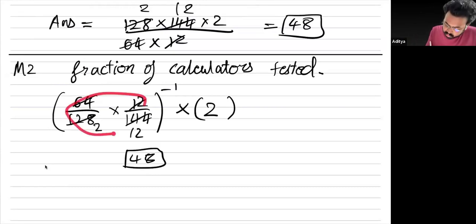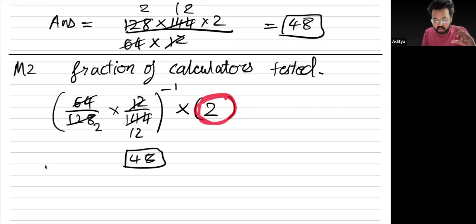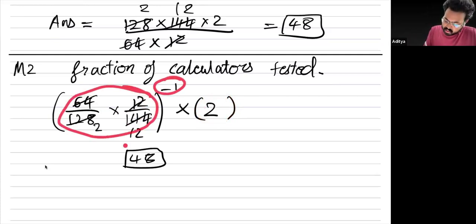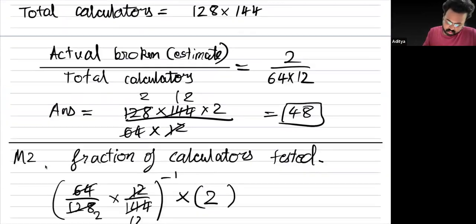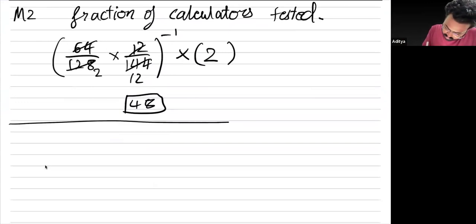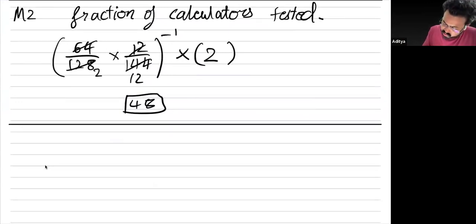It's your job to think about why you can take the fraction of calculators that are tested, and out of which the actual number of calculators found to be broken. How, if you multiply with the inverse, you get the correct answer. Think about it. It's the same thing as the first one. Okay. This type of logic is called population estimation.